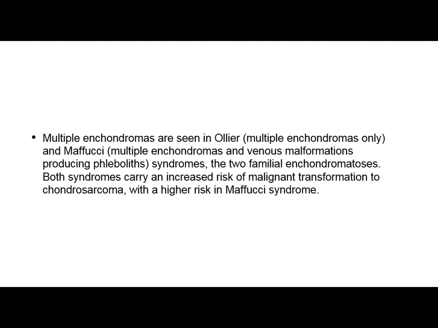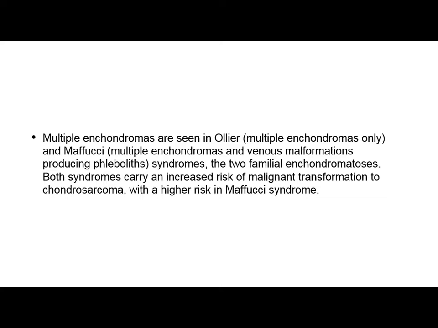We see multiple enchondromas in two syndromes, either Ollier disease or Maffucci syndrome, but Maffucci is associated with venous malformations in the skin. So Ollier disease is multiple enchondromas, while Maffucci syndrome is multiple enchondromas plus hemangioma. You see hemangiomas as soft tissue lesions with calcified phleboliths.